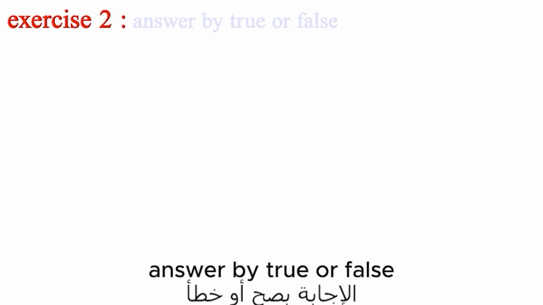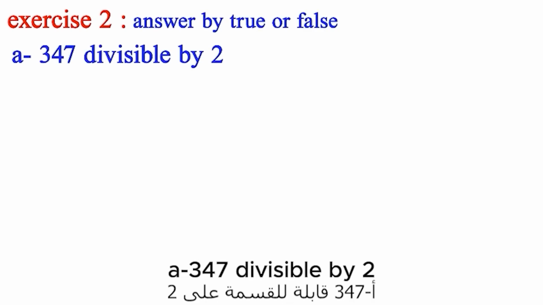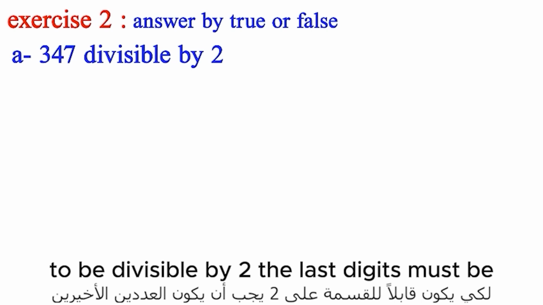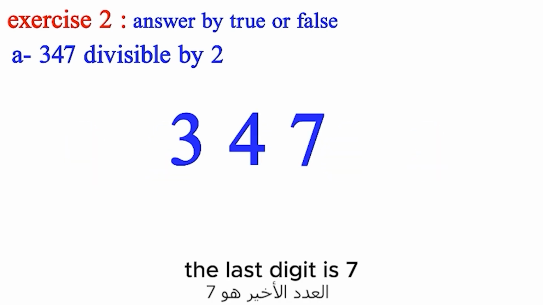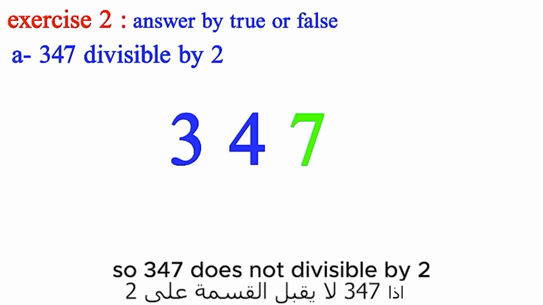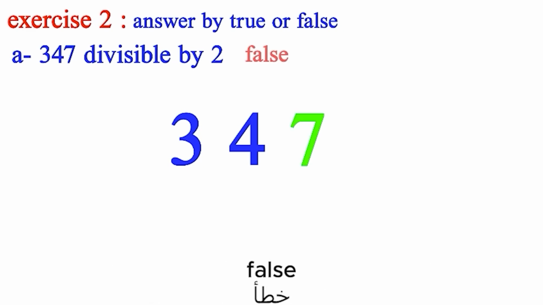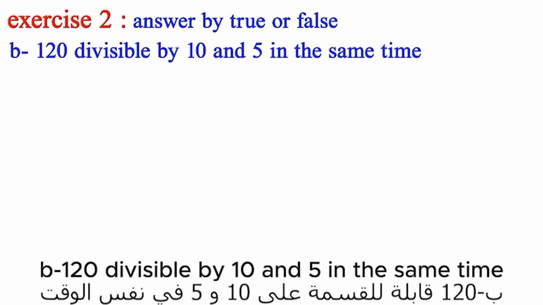Second question. Answer by true or false. A. 347 is divisible by 2. To be divisible by 2, the last digit must be 0, 2, 4, 6, 8. The last digit is 7, so 347 is not divisible by 2. False.